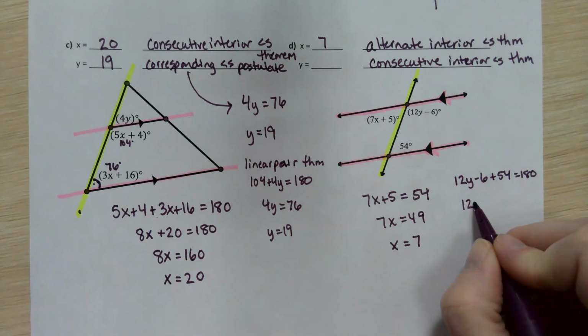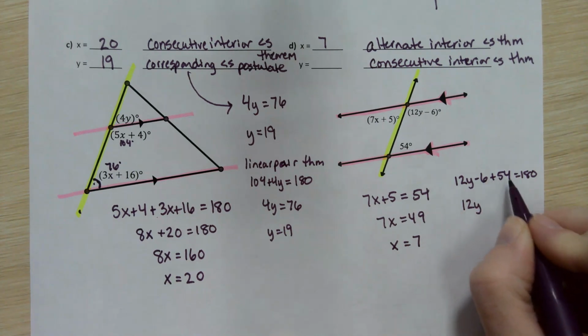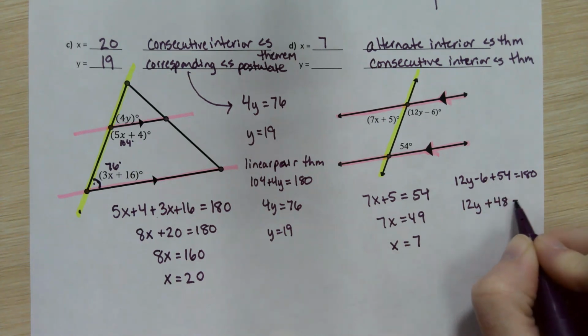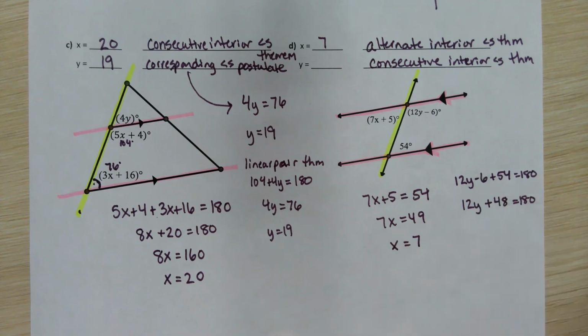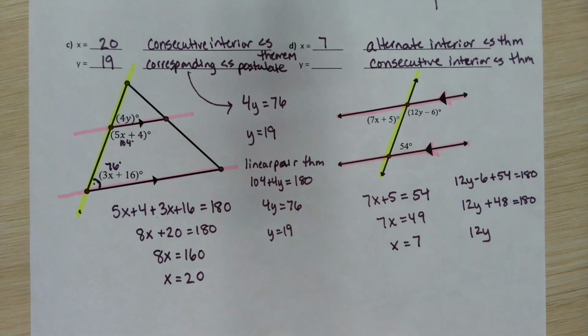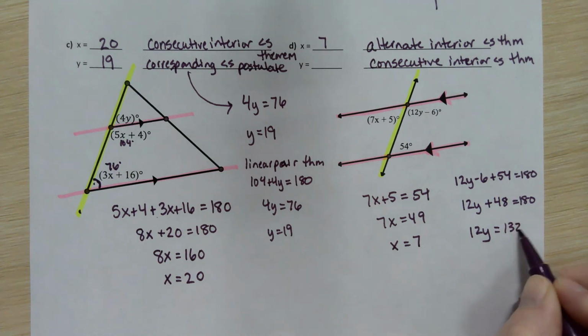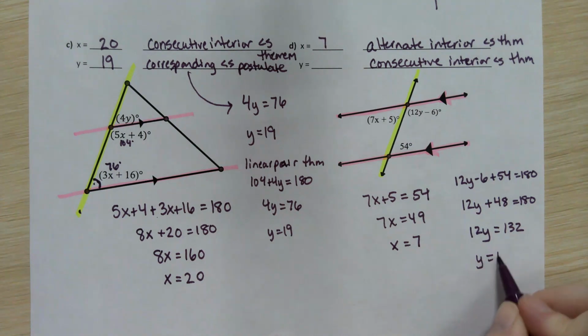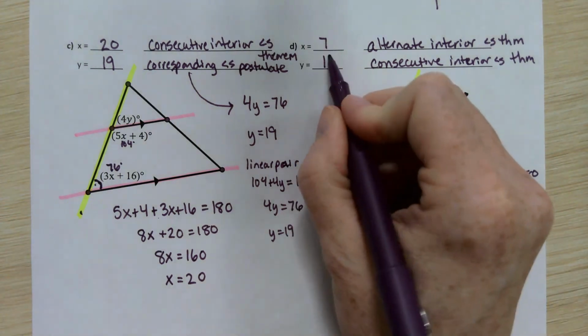If we combine like terms carefully, negative 6 plus 54 is positive 48. Be careful, that negative sign sticks with the 6 when you combine those together. We're going to take 180 next and subtract out that 48, which should give us 132. And then dividing both sides by 12, y will turn out to be 11.